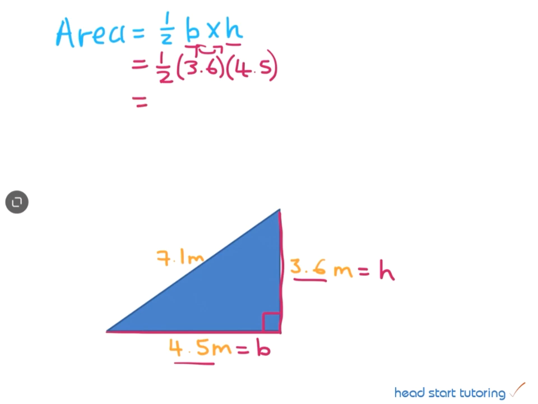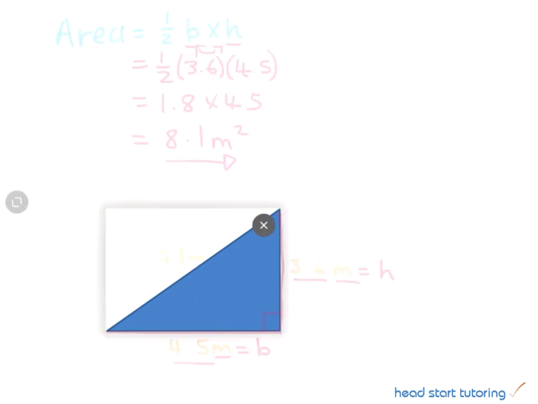So half of 3.6 you should obviously do on the side, and that will give you an answer of 1.8. Then we've got 1.8 multiplied by our 4.5, and again do your working out on the side, and that will give us an answer of 8.1. And because we are multiplying meters together, we end up with meters squared. So the area of this triangle is equal to 8.1 meters squared.